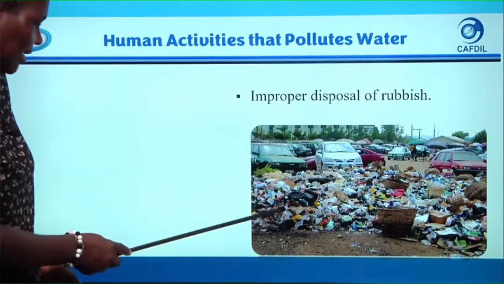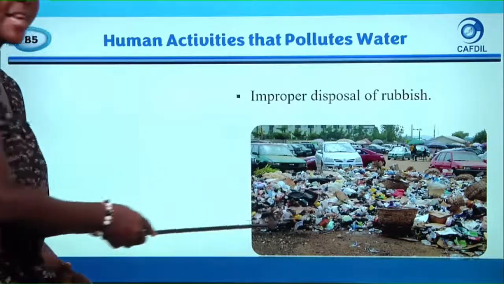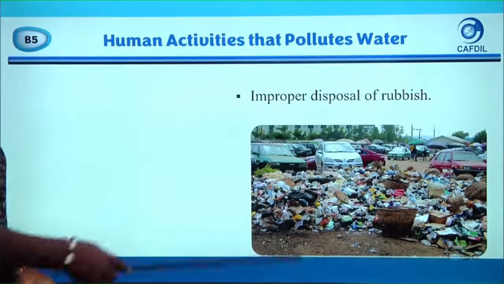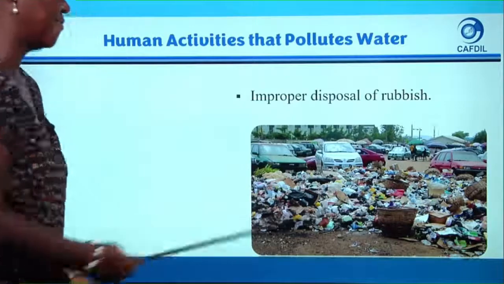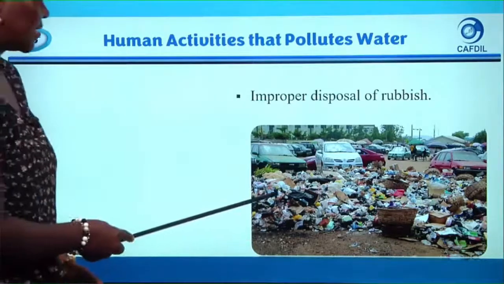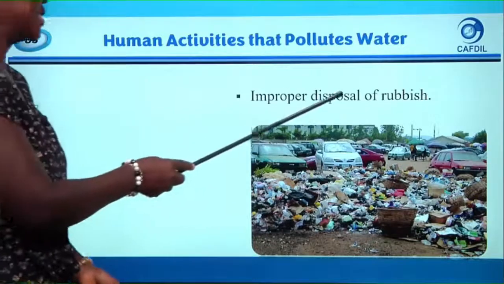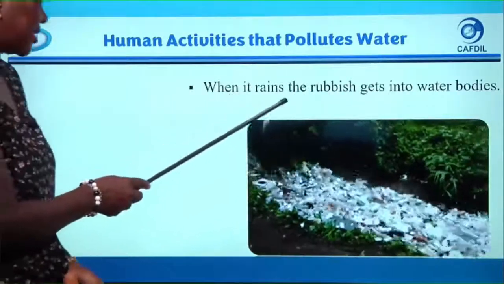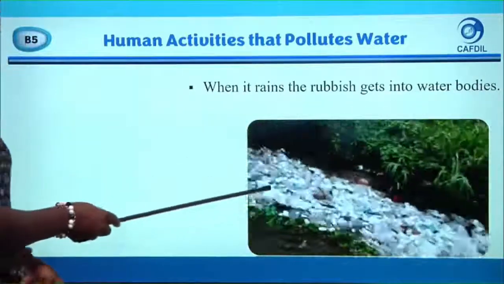Now look at this one. Look at this. The rubbish will enter into our streams, rivers, and it can make the water unsafe. So this is what we are discouraging. Improper disposal of rubbish. Good. When it rains, the rubbish gets into water bodies. So we can see. Let's look at it.